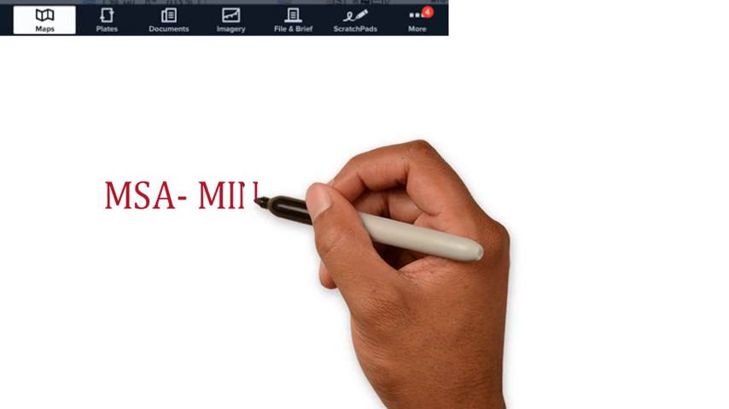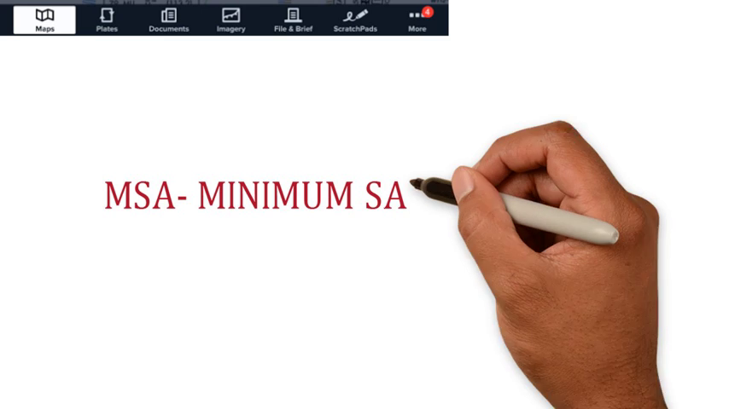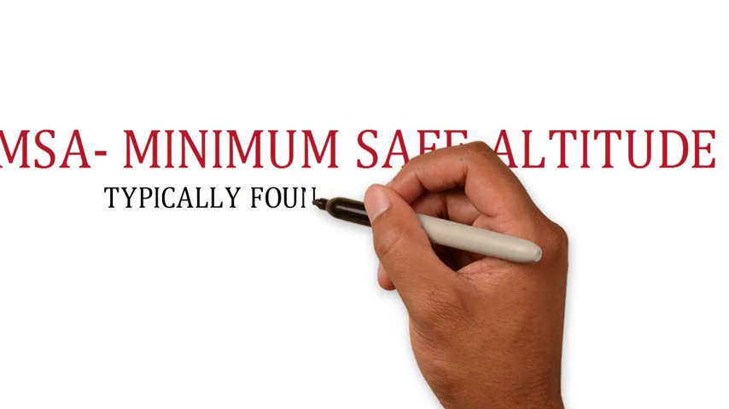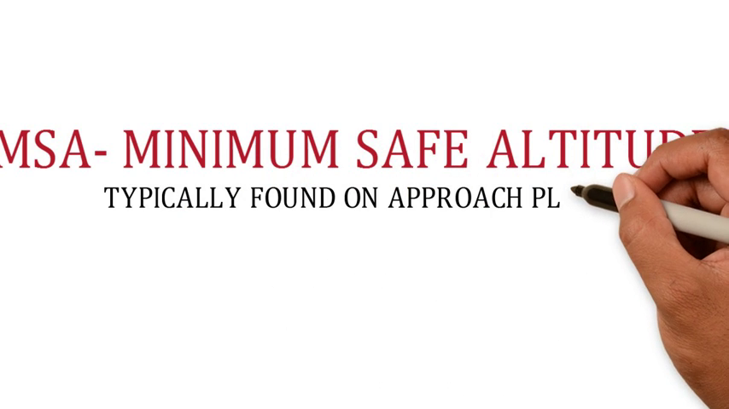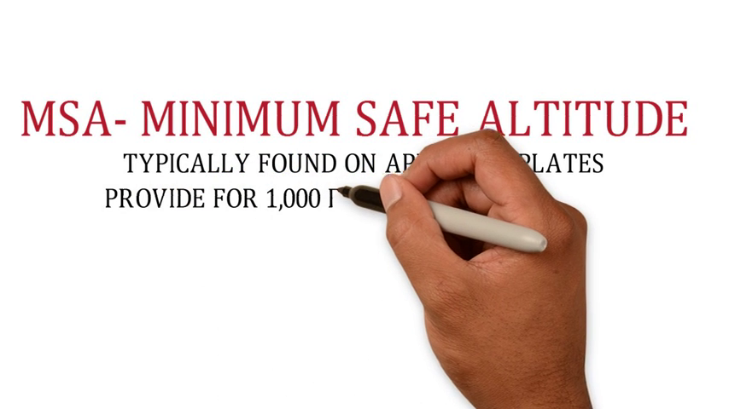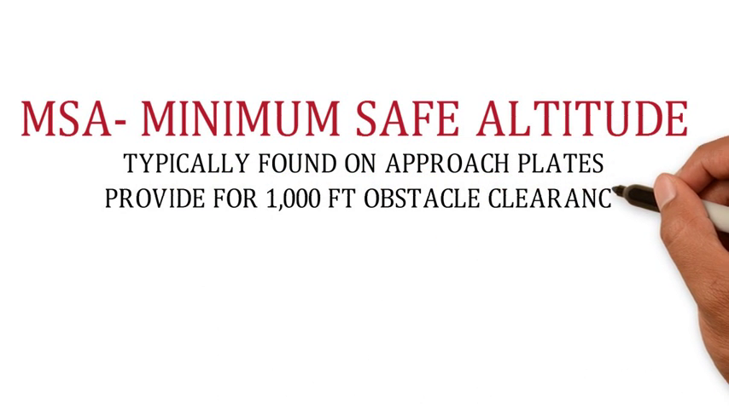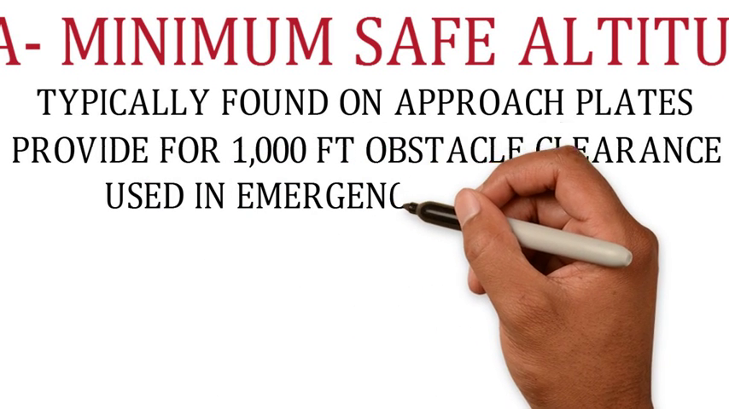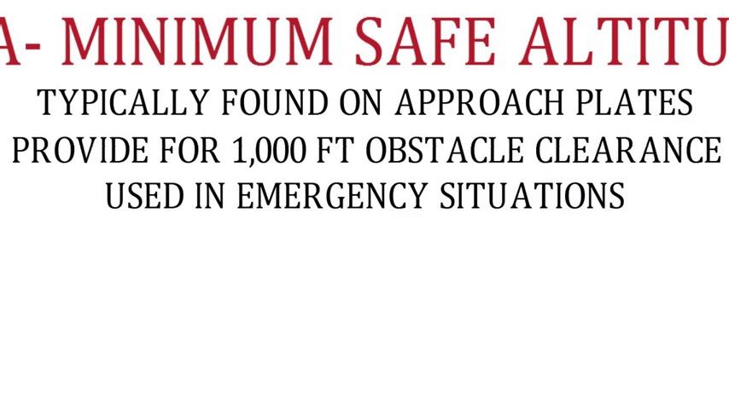Alright, the last altitude we're going to talk about today is the MSA, the minimum safe altitude. These altitudes are typically found on approach plates. They offer 1,000 feet of obstacle clearance, no matter where you are, whether it's mountainous or non-mountainous, just 1,000 feet of obstacle clearance. And they're provided for aircraft in emergency situations. It's for pilots to use in emergency situations.